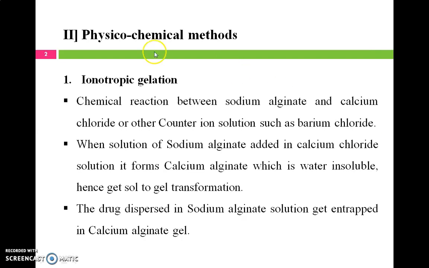The first physicochemical method is ionotropic gelation. This method is based on the principle of chemical reaction between sodium alginate and calcium chloride or other counter-ion solutions such as barium chloride. When a solution of sodium alginate is added into calcium chloride solution, it forms calcium alginate, which is water insoluble in nature. Hence, it undergoes sol to gel transformation.